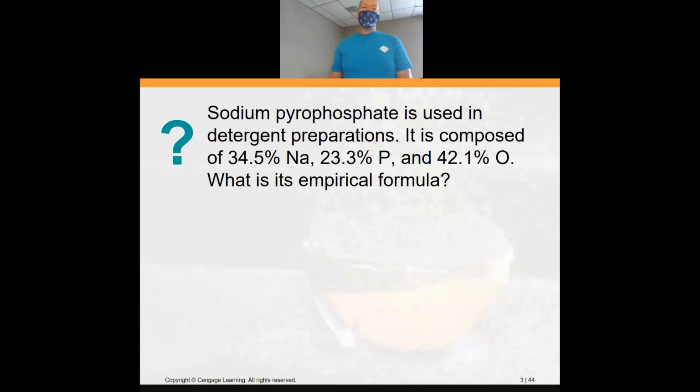All right, so I'm going to not give you the name of the compound. I'm going to say an unknown is composed of 34.5% sodium, 23.3% phosphorus, 42.1% oxygen, and calculate the empirical formula. So you have to know your steps.